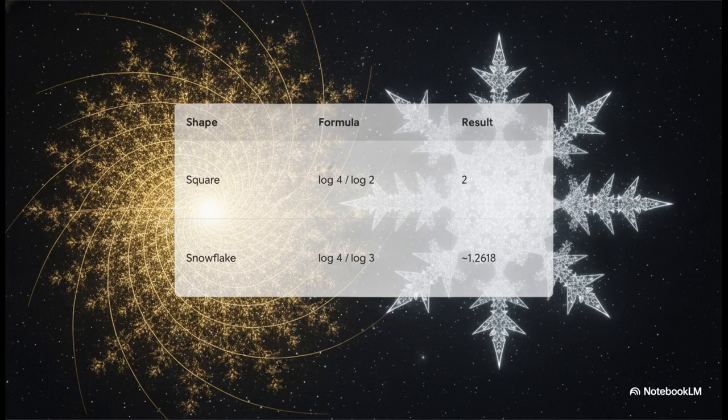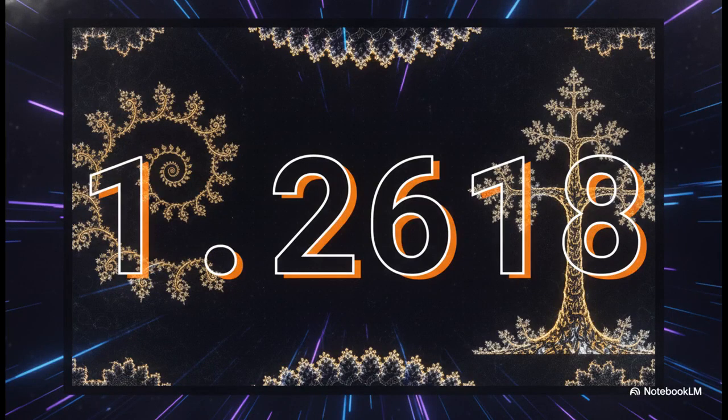But if we triple the size of our Koch snowflake, the number of line segments increases by a factor of 4. So the formula becomes log 4 divided by log 3. And when you actually divide log 4 by log 3, the math spits out approximately 1.2618. This is just incredible to me.